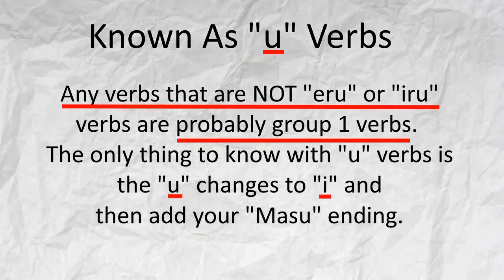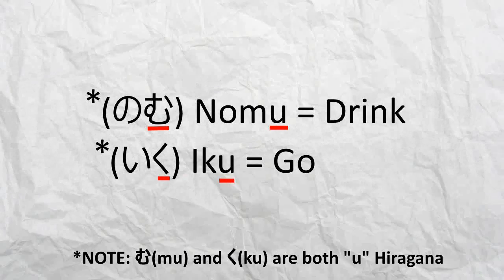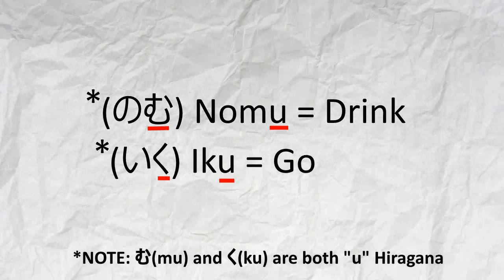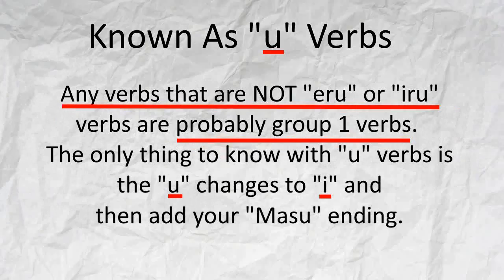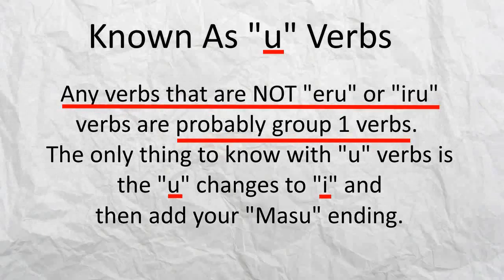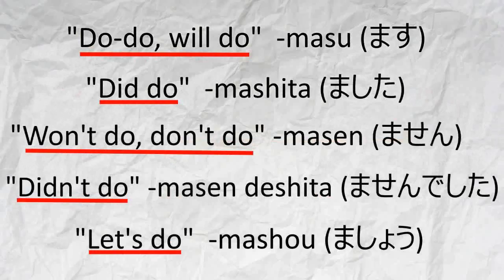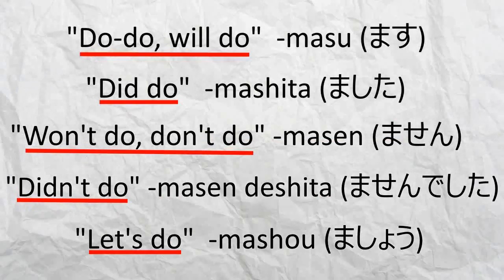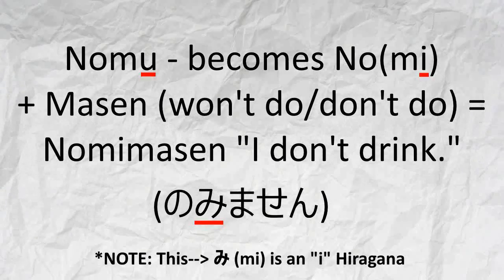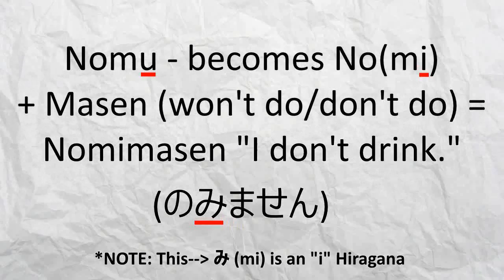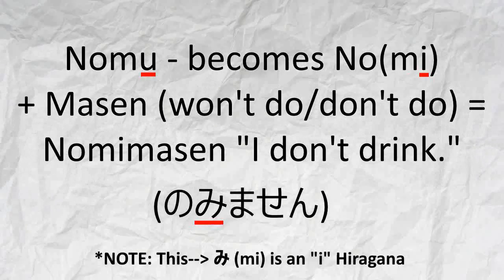I hope not. For example, nomu, to drink. Iku, to go. The only thing to know with U verbs is the U changes to I and then add your mas. That's it. How do you say I don't drink? Nomu becomes nomi plus masen, won't do, don't do, equals nomimasen, I don't drink. That's literally all there is to it.